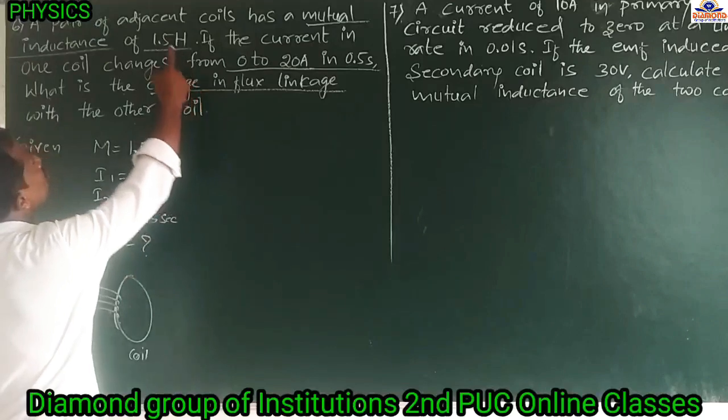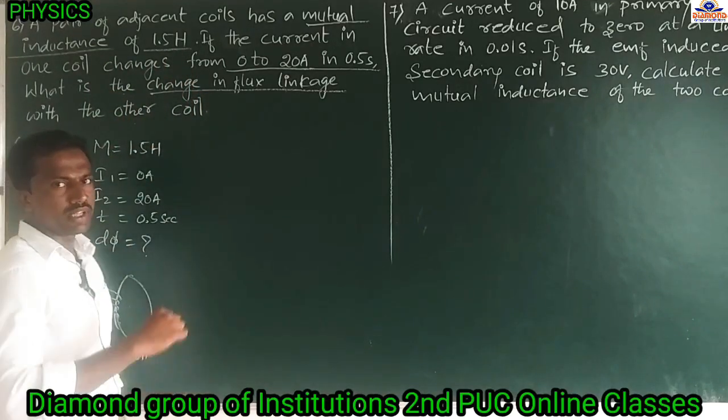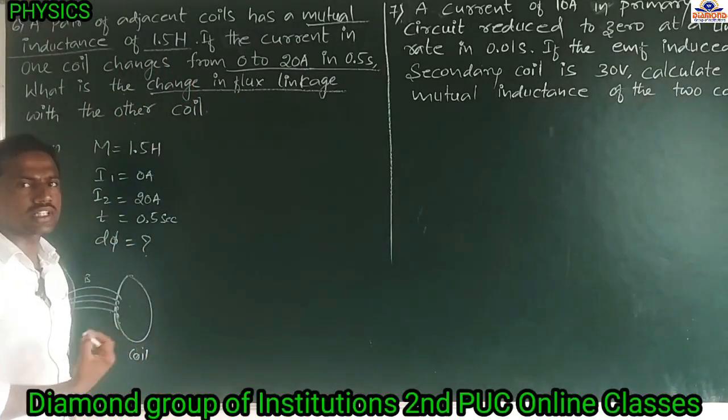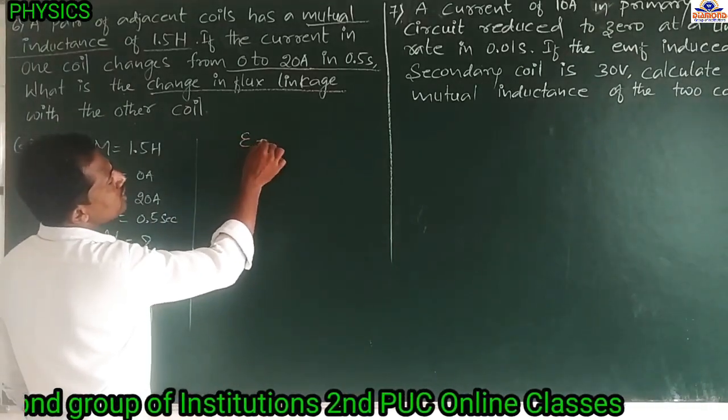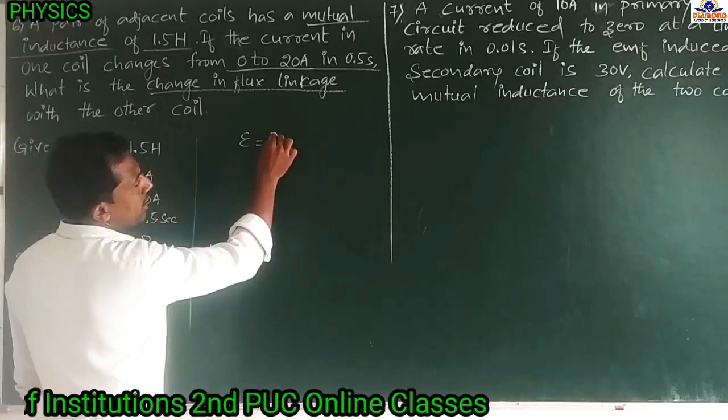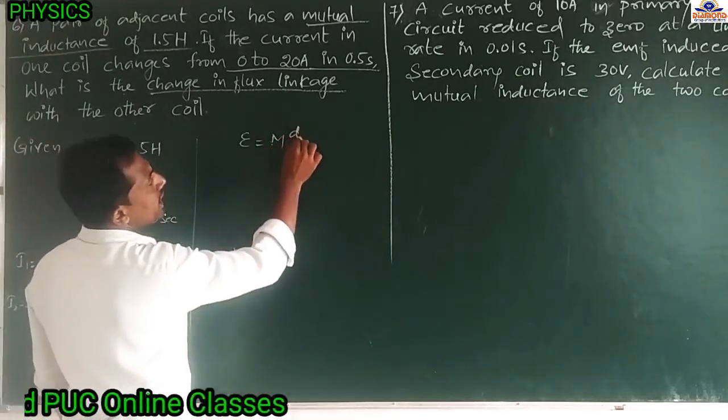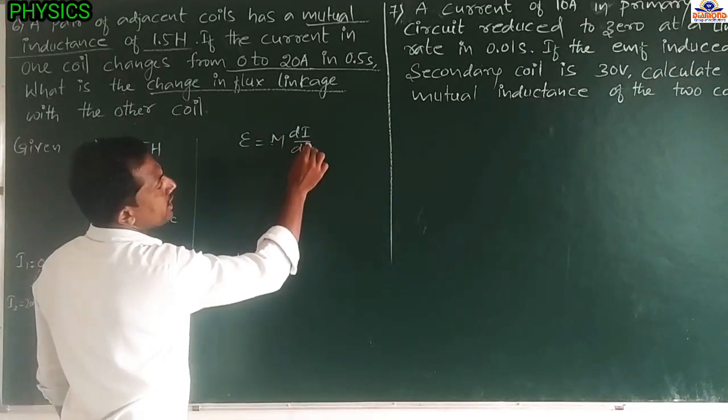Then we are writing the mutual inductance formula. What is the formula of mutual inductance? E equals M di by dt.